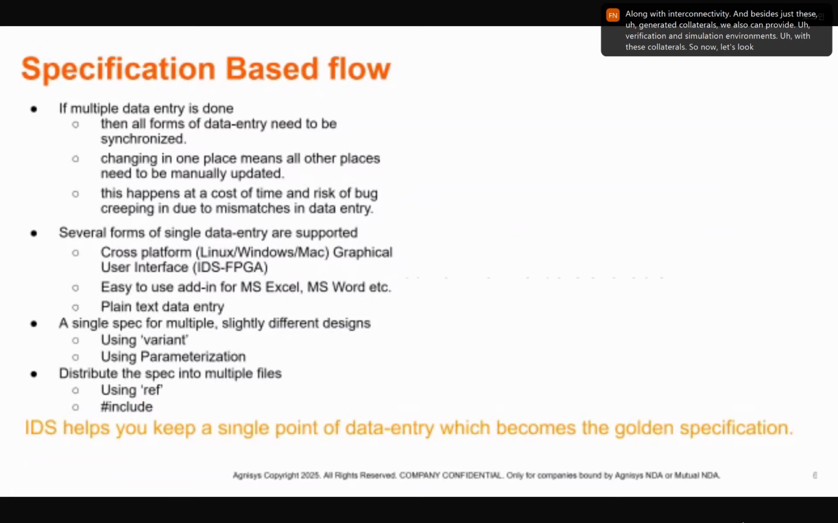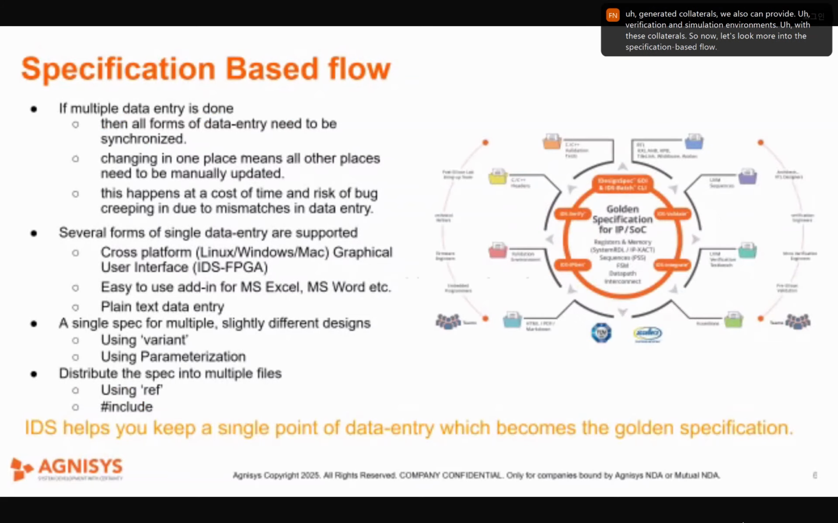Now let's look more into this specification-based flow. In this flow, you can see what we're doing is taking one spec. In this case, we're going to have an IDE, and we're going to generate different collaterals. We're going to generate RTL, different buses, UVM RAL, UVM sequences, verification environments, C headers as well, along with documentation and some environments to test these on.